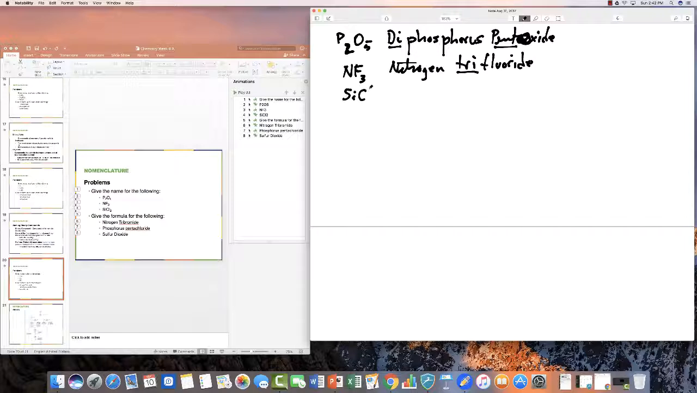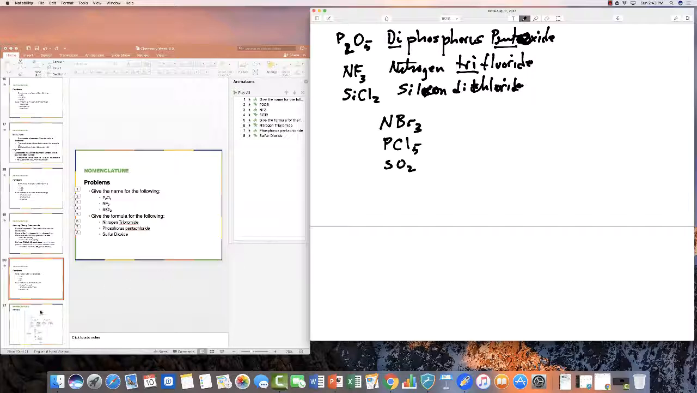This is SiCl2. There is an SiCl4. So this is silicon dichloride. Not a very good writer, sorry about that. And that's to differentiate from silicon tetrachloride. So nitrogen tribromide would look like this. Phosphorus pentachloride would look like that. And sulfur dioxide we've already seen before. It looks like that.